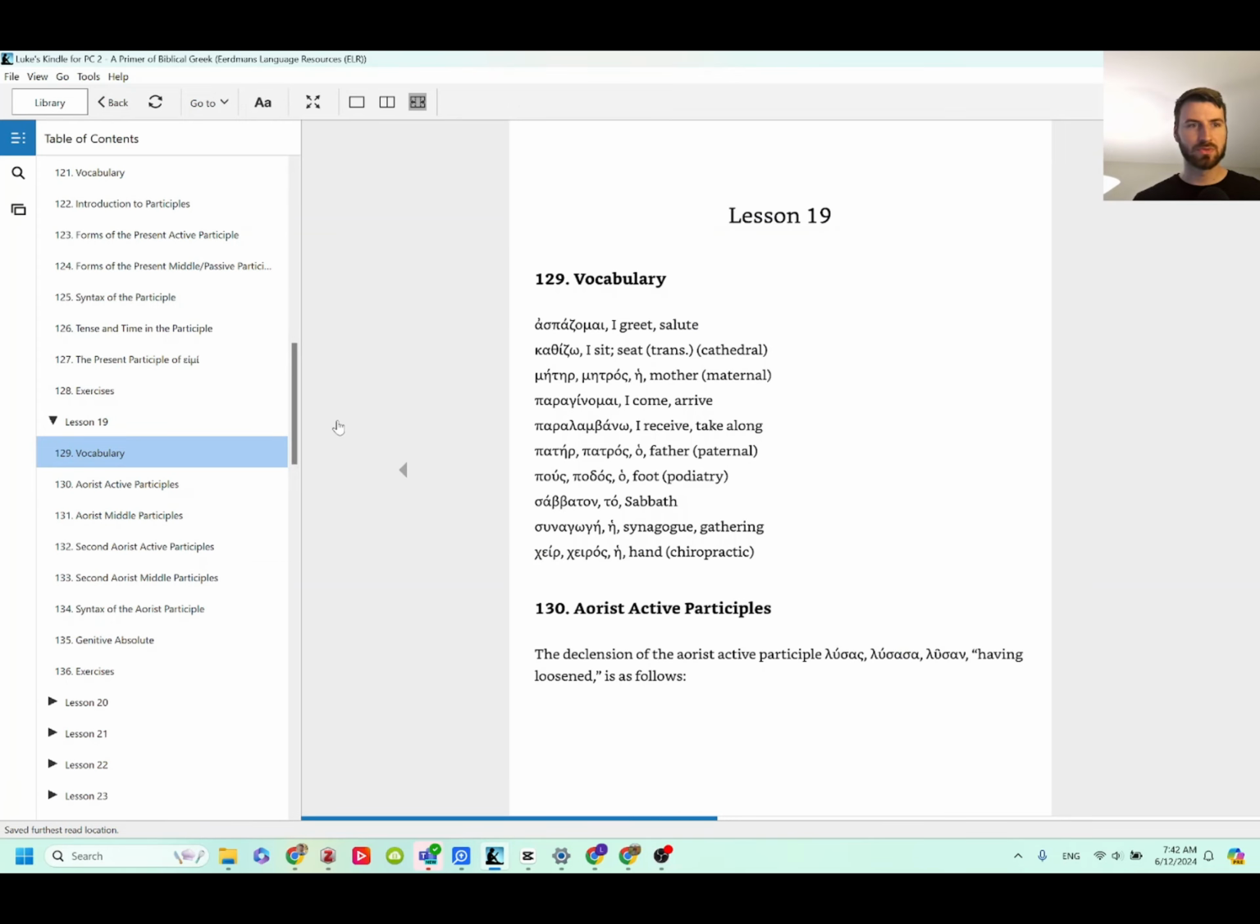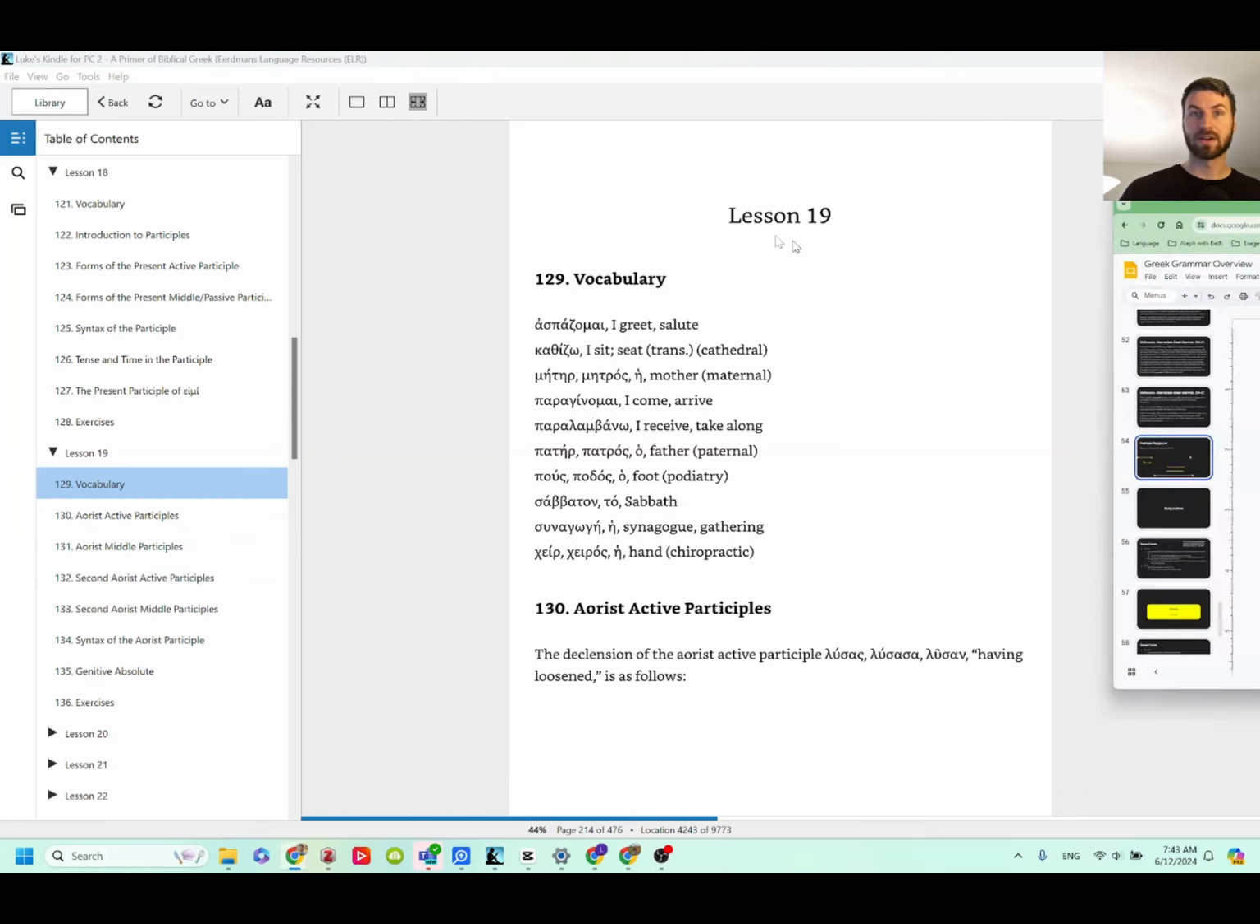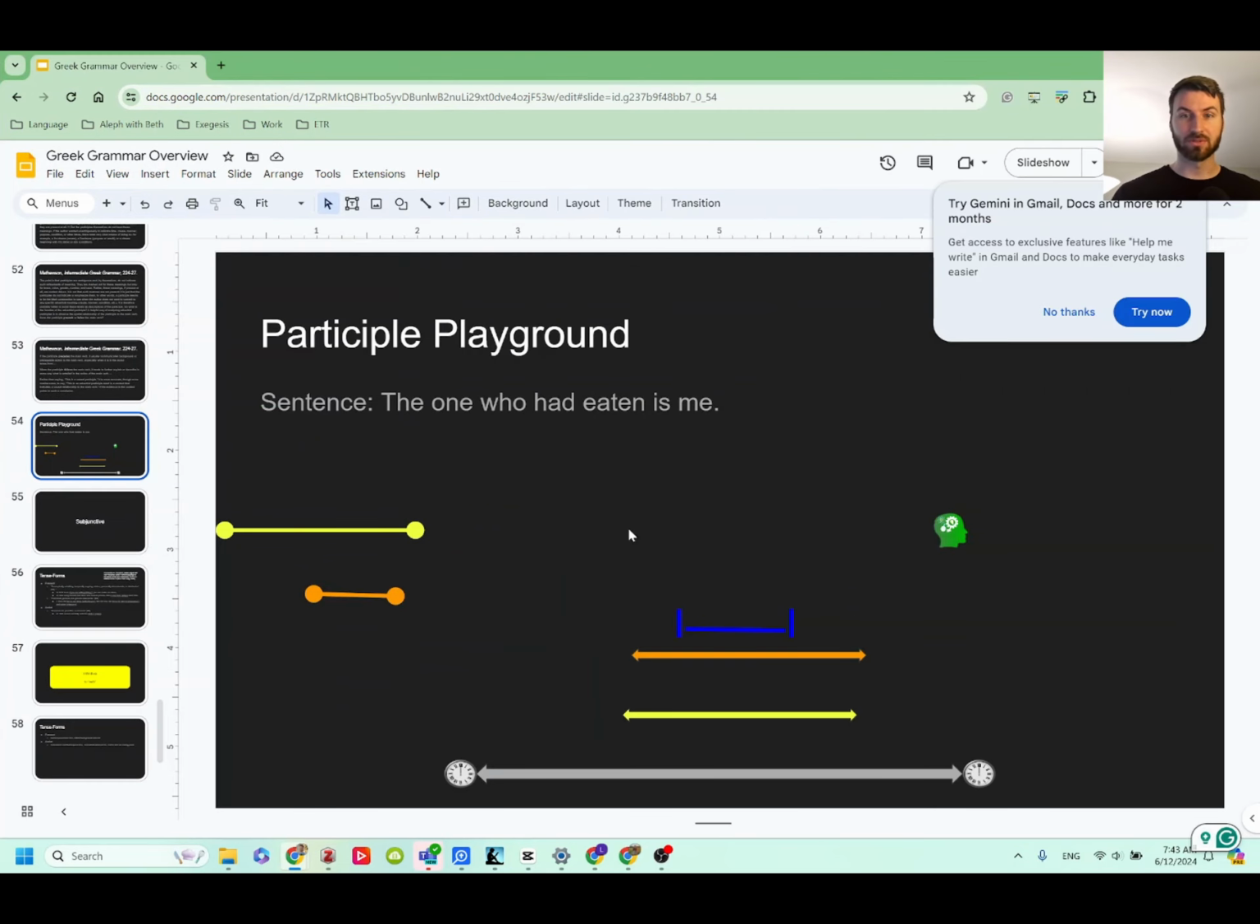Now turn to lesson 19, which is going to cover aorist participles. Last time we talked about participles in general and present participles. And so now we're turning to aorist participles. And the difference between them is in aspect. So turning back over here to our little playground.